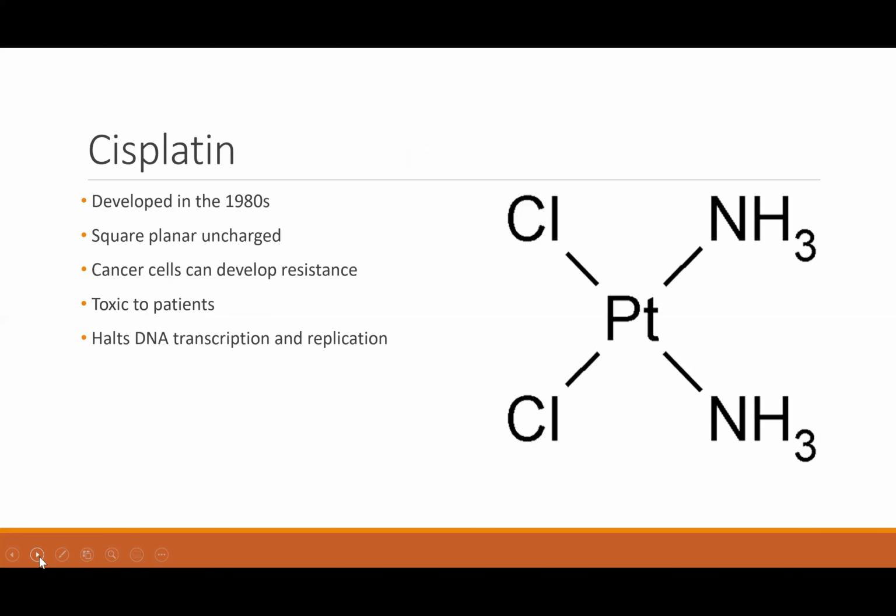So that brings us to cisplatin. Cisplatin is a really popular chemotherapeutic developed in the 1980s. The structure is on the right. As you can see, it's a square planar uncharged molecule.